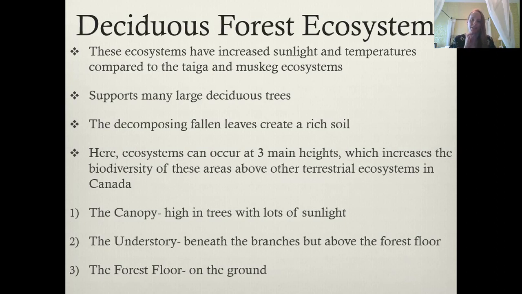So the 3 different heights of ecosystems that we can get is, once again, the forest floor, which is just on the ground. Then we have the understory, which is beneath the branches of the tree, but above the forest floor, so kind of on that lower trunk portion. And then the canopy, which would be higher in the trees, which gets lots of sunlight and stuff like that.